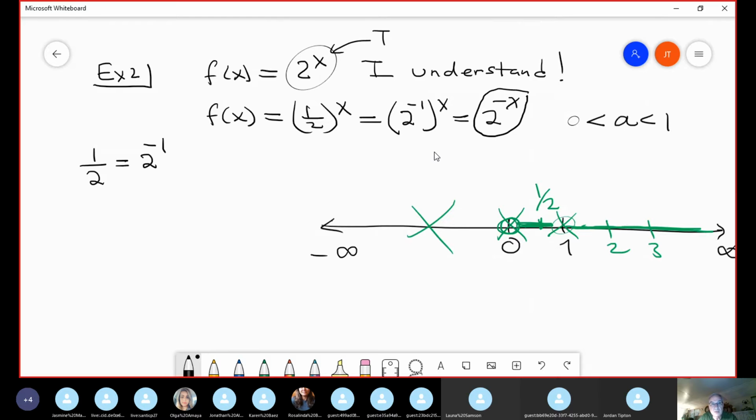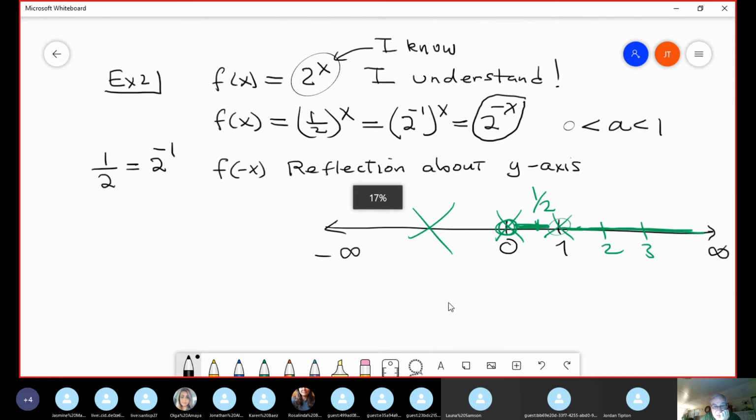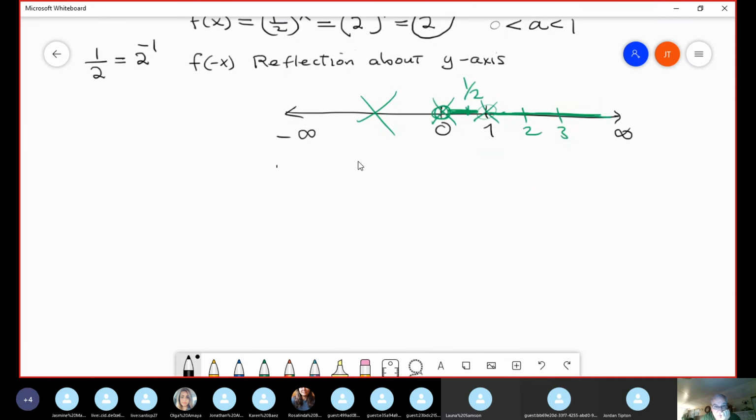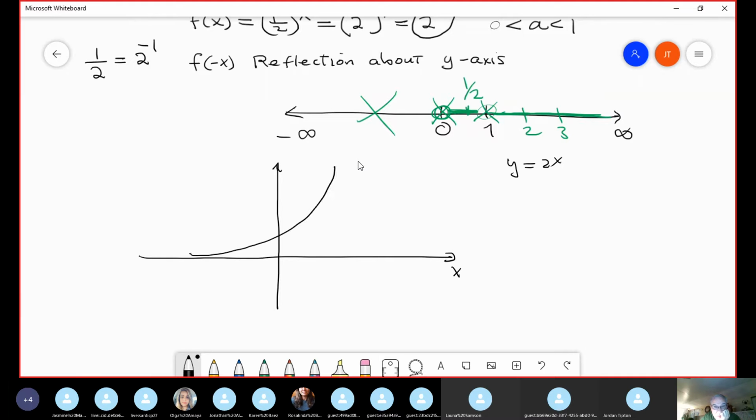I know very well this graph, but I don't know this graph. But using transformation, I know that when you replace x for negative x, we are doing reflection about the y-axis. So, to get a rough idea by hand, look. If we study in the first example, the exponential function y equal 2 to the x looks like that. Okay, this is y equal 2 to the x. I suppose that y equal 2 to the minus x, which is equivalent to 1/2 raised to the x, looks like that. A symmetric reflection. We are doing reflection about the y-axis. Like that.